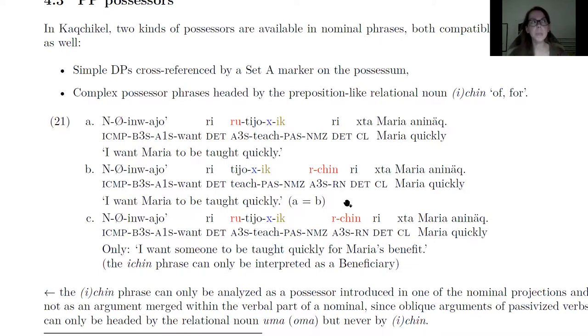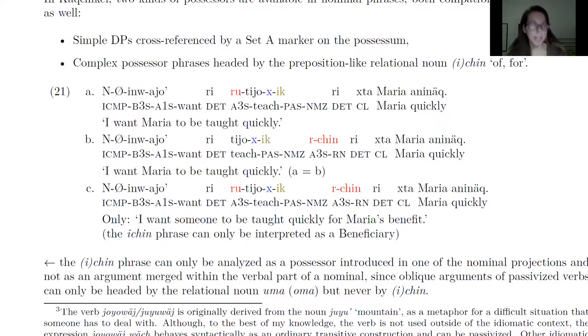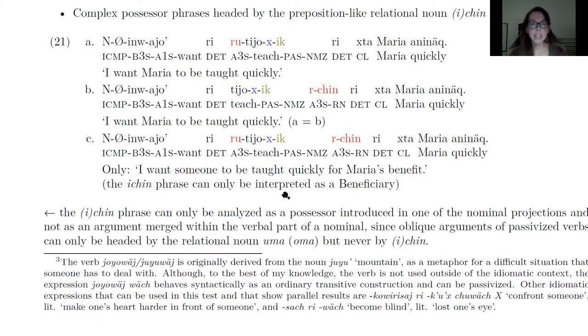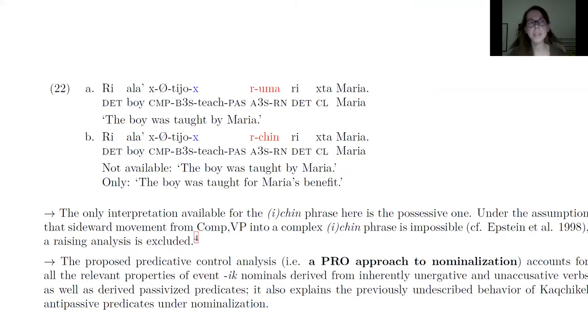And we believe that, for example, if we try to advocate a movement analysis, it would be very hard to explain how we base generate something as a DP, and then we move it into a relational noun phrase, basically into a prepositional phrase. So we believe that these data can only be analyzed by adopting this control analysis. And to summarize, I think it is very nice that we can show these parallels between control in clauses and control in nominals.